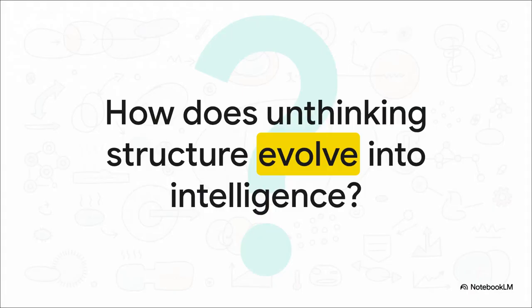Which leaves us with an incredibly provocative thought to end on. If mindless physics and simple math can spontaneously build a boundary out of thin air, how does the simple, unthinking structure eventually evolve into true, self-updating, hierarchical intelligence?